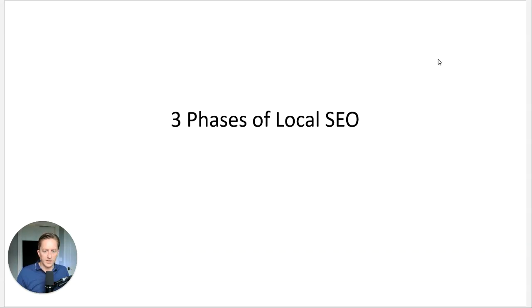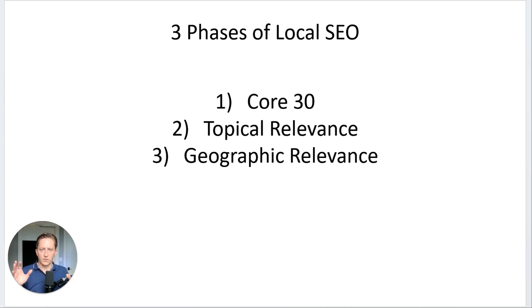So I want to talk here about the three phases of local SEO. The first phase is basically the core 30. We'll talk about that in a future lesson. Once you're done with the core 30, the second phase we move on to is topical relevance. And the third and final phase is to build geographic relevance.